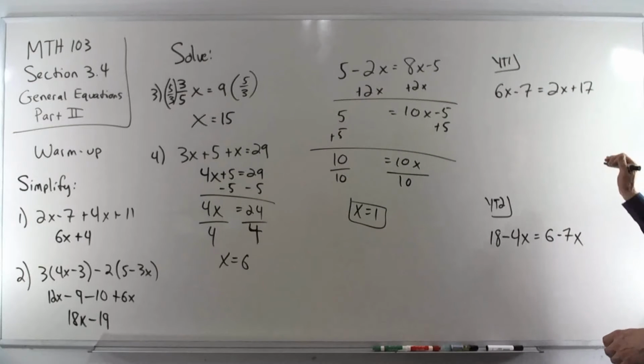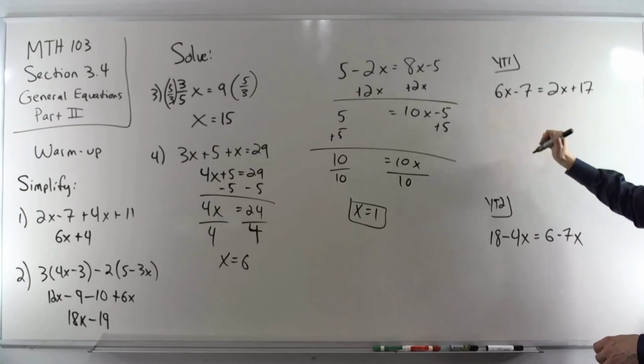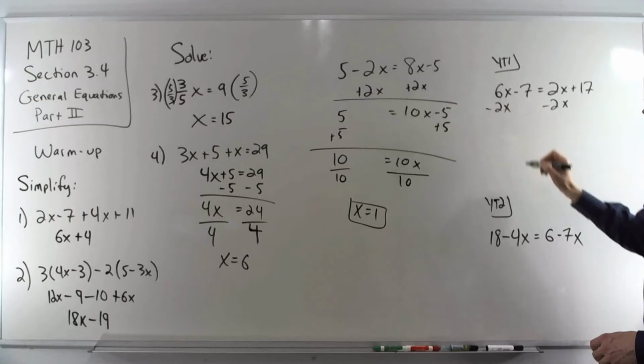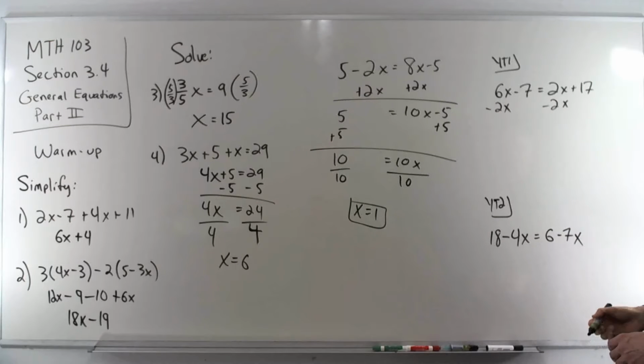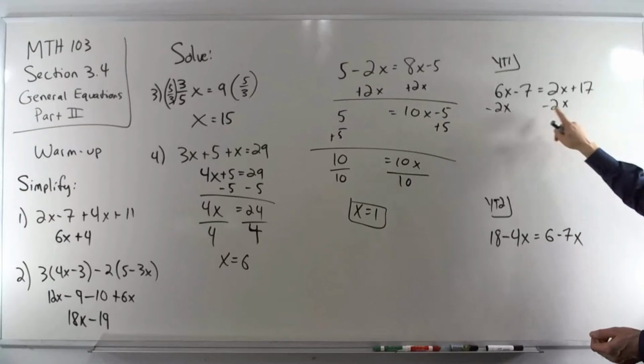The first one, I'm going to subtract the smaller of the two. That'll keep the x term positive. So minus 2x, minus 2x. Now if you like to, you could do 2 things in one step here.